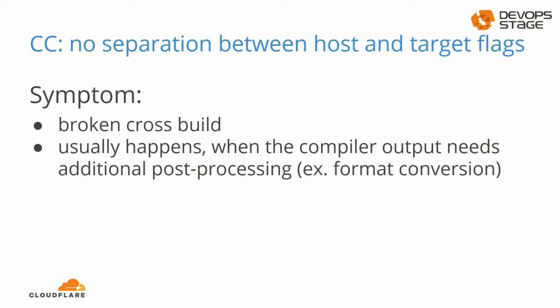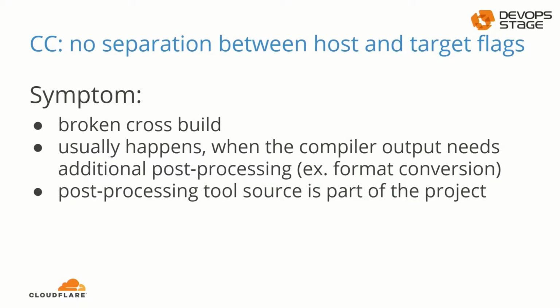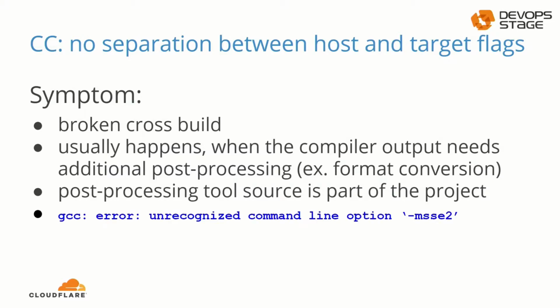It usually happens when the final artifact is a result of post-processing of some intermediate artifacts from the compiler. So the compiler output is not a final artifact, and these additional post-processing tools are also included in the source as part of your project. And the error is quite similar: you get an unrecognized command line option.